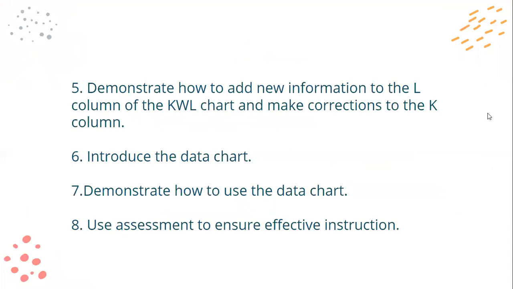For step 5, we demonstrate how to add new information to the L column of the KWL chart and make corrections to the K column. So here, students are already finding answers to their questions in the W column of the chart, and they can write them down on their own KWL chart. Here, as the students are finding information, we should encourage them to write down their findings in the L column. And let's not forget to let the students know to share the source of information.